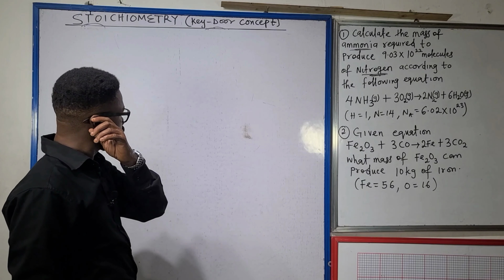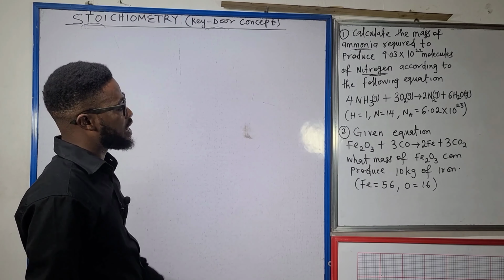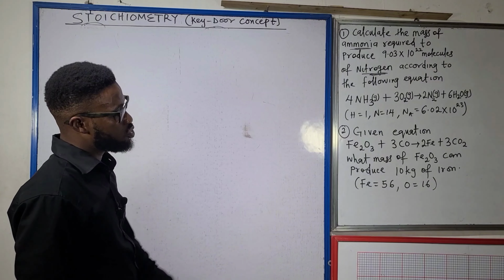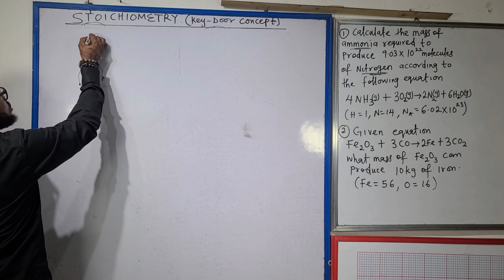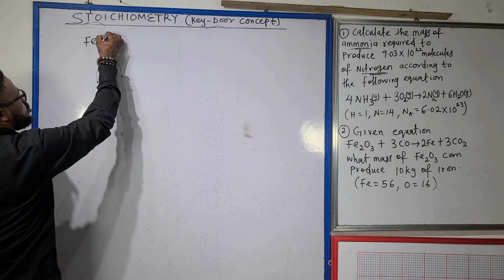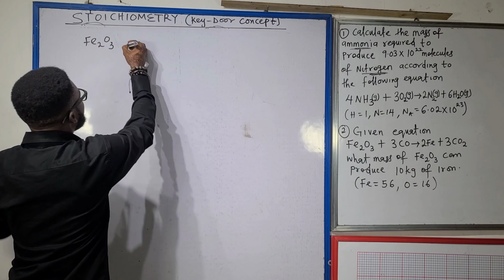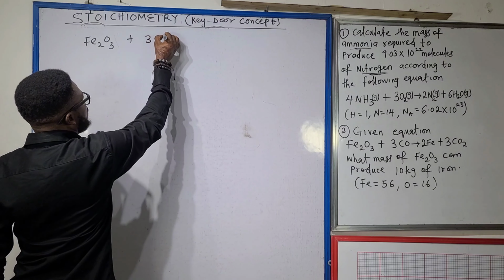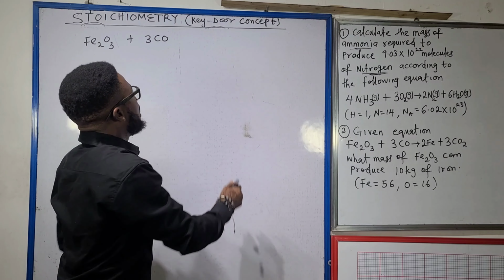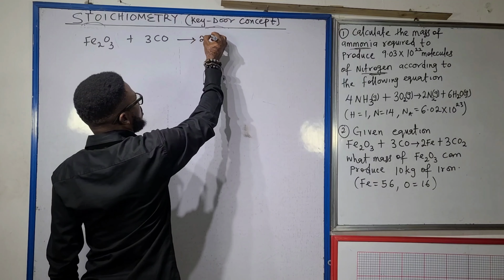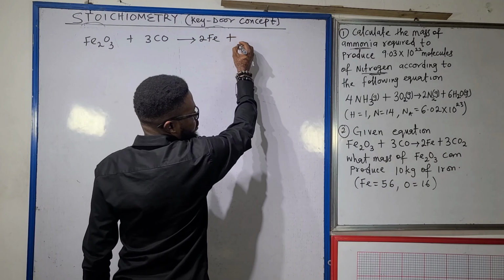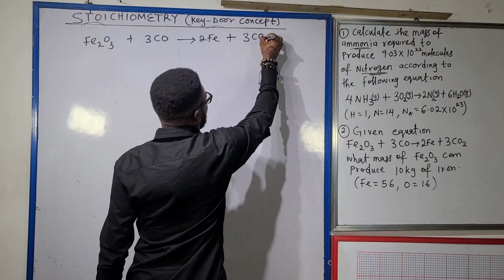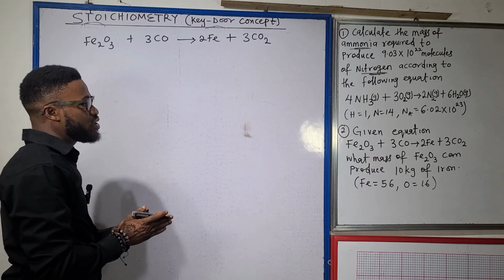Moving on to question 2, it says iron(III) oxide combines with carbon(II) oxide to give, according to that equation, Fe2O3 plus 3 moles of carbon(II) oxide to give you 2 moles of iron plus 3 moles of carbon(IV) oxide. So how do we go about this?